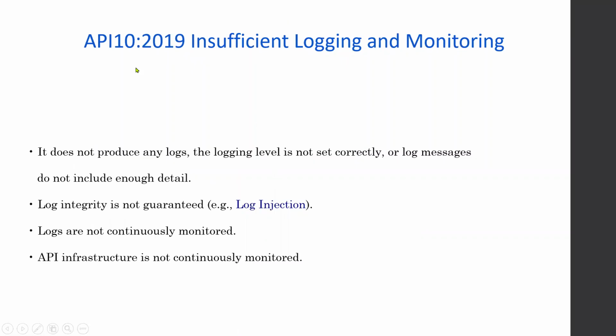Then this is a very evergreen and popular category, which I think as a pen tester you can't check, or you have to be the developer and the pen tester at the same time to be able to check this. That is insufficient logging and monitoring. If you don't produce any logs, there is no logging level, basically no monitoring, then it is considered a vulnerability, but you can't check that as a pen tester, you have to check that as a developer.